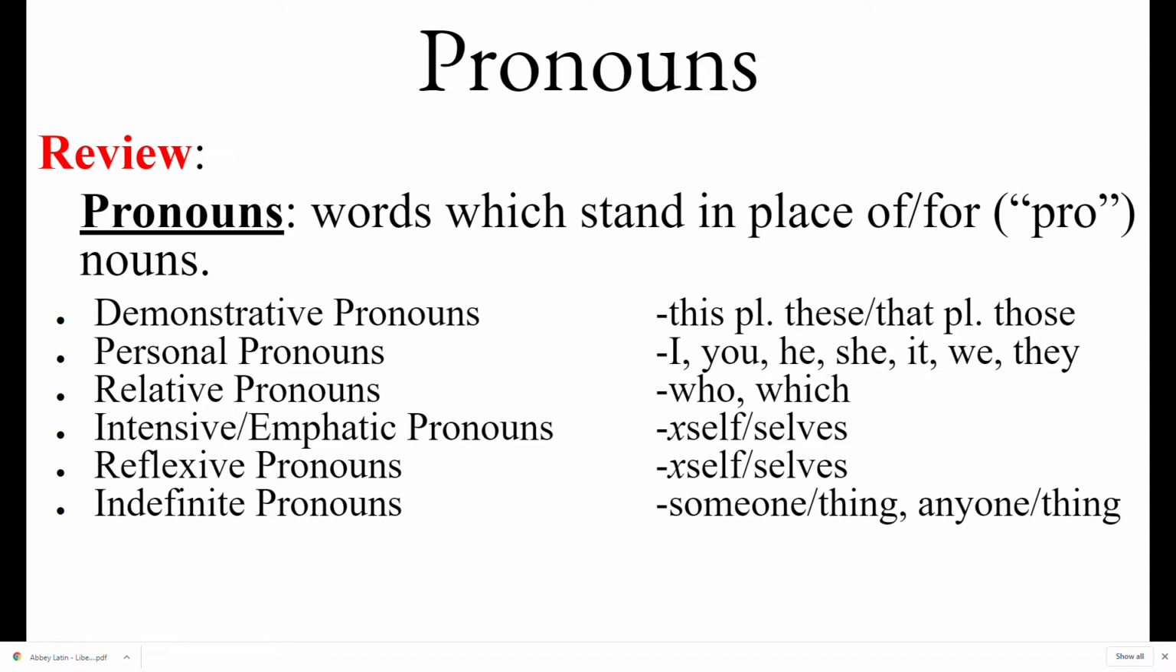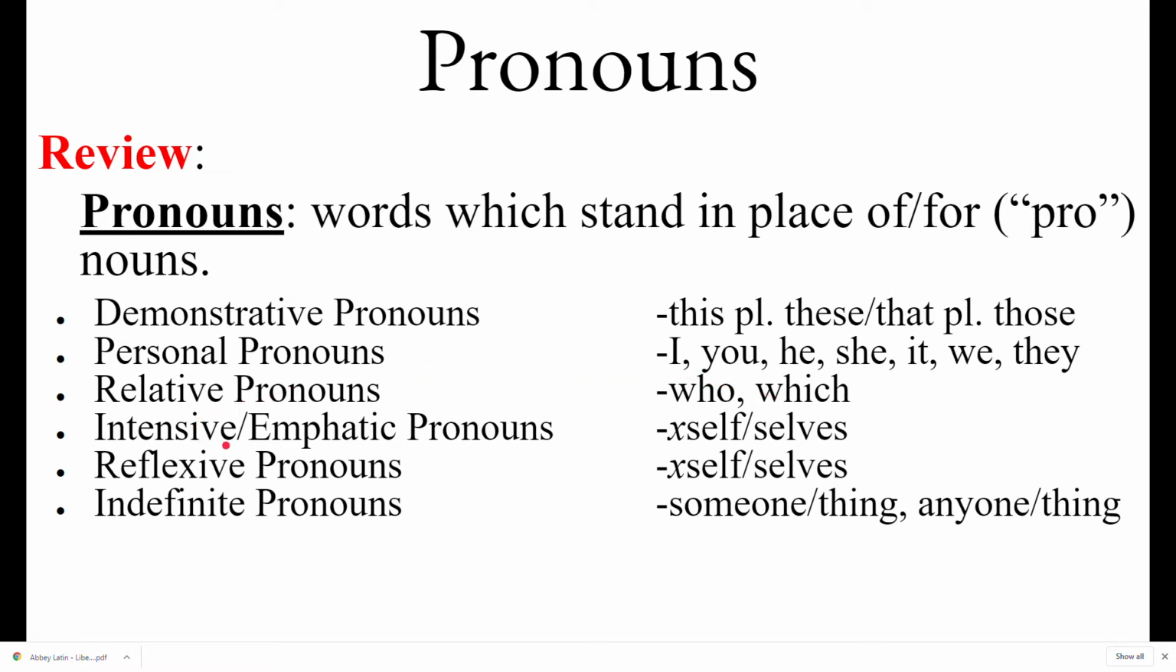Other types of pronouns. Personal pronouns, pronouns denoting person, like I, you, he, she, it, we, and they. Relative pronouns, which relate back to an antecedent, a noun, and the relative pronouns give more information about that noun. They introduce relative clauses. They are who and neuter which.